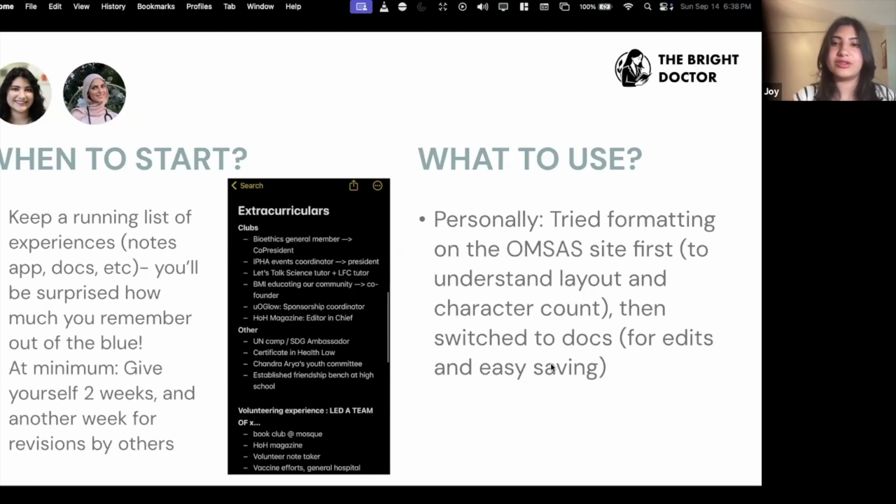And now, in terms of what to use, this is the tip that Rama had, but I found it actually really helpful as well. Before you start writing your descriptions and everything, try putting it on the OMSAS website first to understand the layout and the character count. You're going to see that they ask for other pieces of information too, like the hours and everything like that. And your verifier will have to verify all the information. So just be prepared to have that.